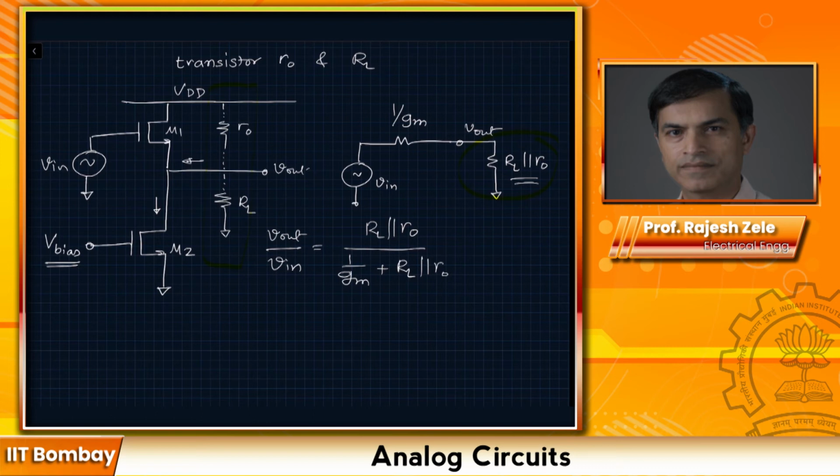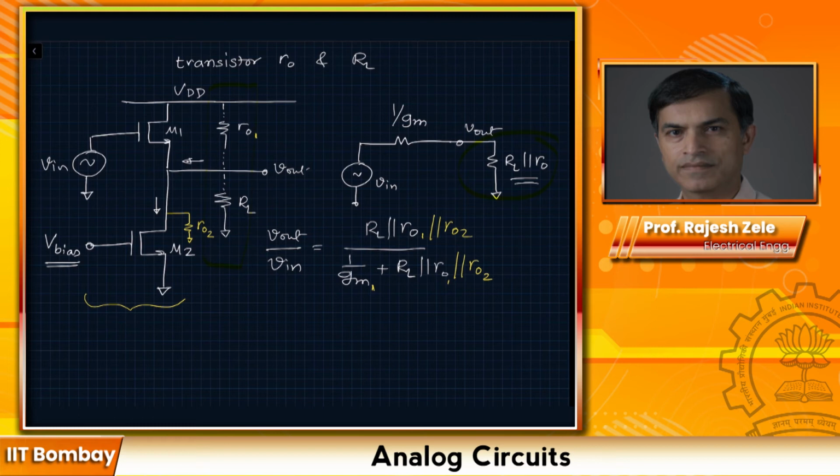If we want to account for channel length modulation, then this circuit gets modified as follows. This particular transistor will have its own RO2. Let's call this RO1. Now our gain expression will look like this: RO1 parallel with RO2, here also RO1 parallel with RO2, and this will become GM1. So this is a quick way to do the analysis, and this is a way to implement a current source.